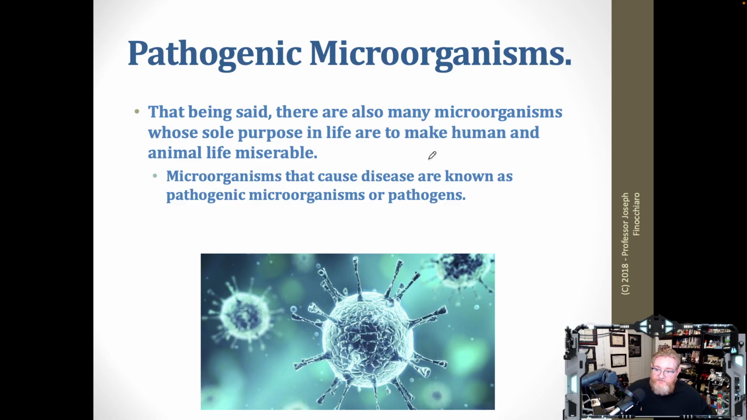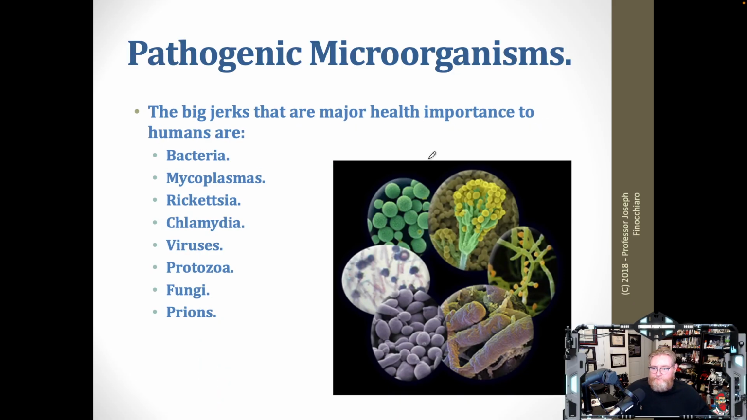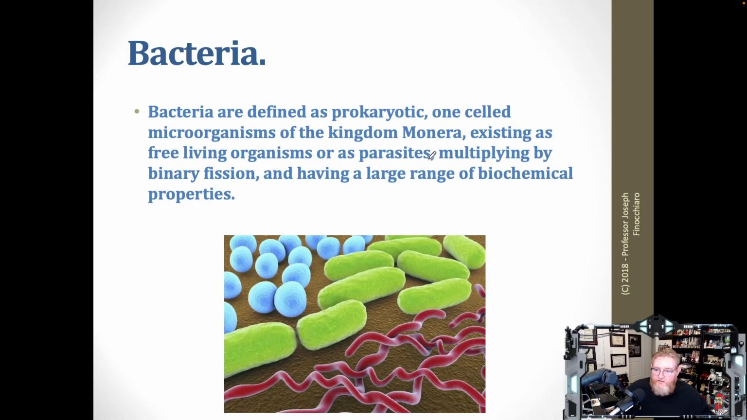Microorganisms that cause disease are known as pathogenic microorganisms or pathogens. The big jerks that are major health importance to humans are bacteria, mycoplasma, rickettsia, chlamydias, viruses, protozoa, fungi, and prions. The big ones that we will study, each getting their own lecture: bacteria, mycoplasmas, rickettsias, chlamydias, viruses, protozoas, funguses, and our friend the prion. First up, bacteria.